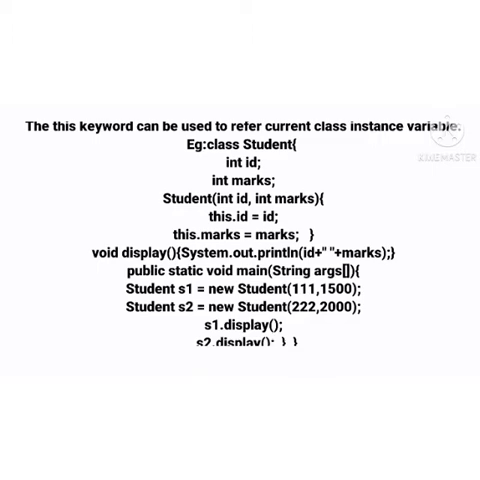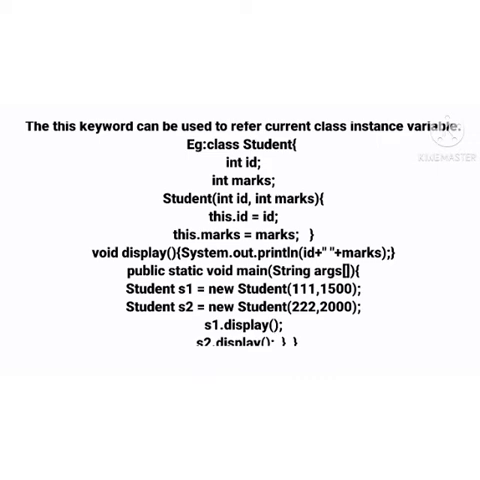Next is the example for referring to the current class instance variable. Here we take the class Student with int id and int marks. Student int id, int marks: this.id = id, this.marks = marks. void display: System.out.println(id, marks). public static void main: Student s1 = new Student, Student s2 = new Student, and s1.display, s2.display.